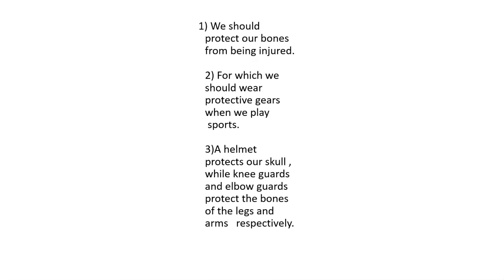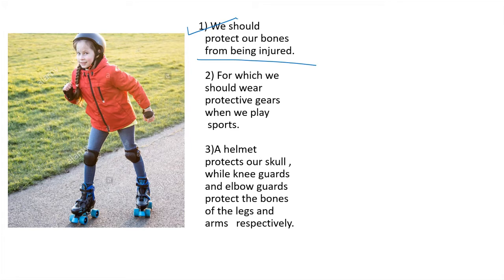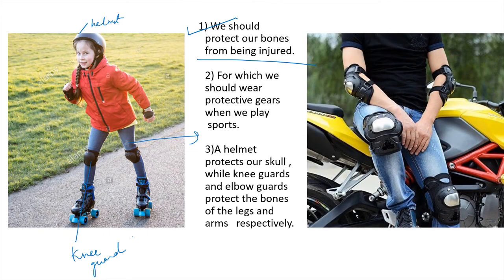Apart from having a balanced diet so that bones get enough nutrients like calcium, we should also take care of our bones from getting injured, for which we should wear protective gear when we play sports. When we play sports like skating, when we do biking, when we do cycling, and when we do roller skates, and there is a skateboard also. So you should at that time wear all the protective gear. While going on a scooter, one should wear a helmet. A helmet protects our skull, while knee guards and elbow guards protect the bones of the legs and arms respectively. The knee guard takes care of the patella, which is a knee joint, and the elbow joint.